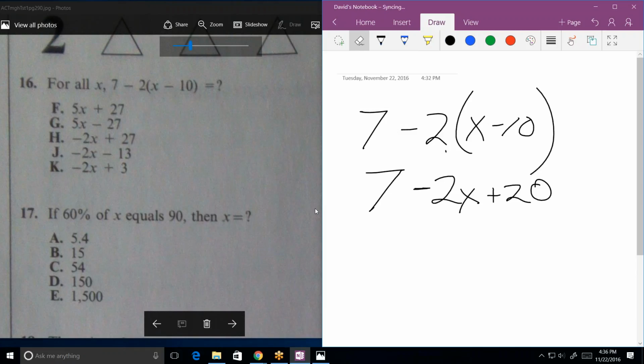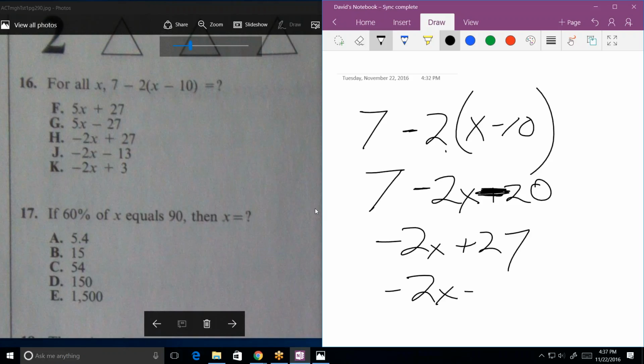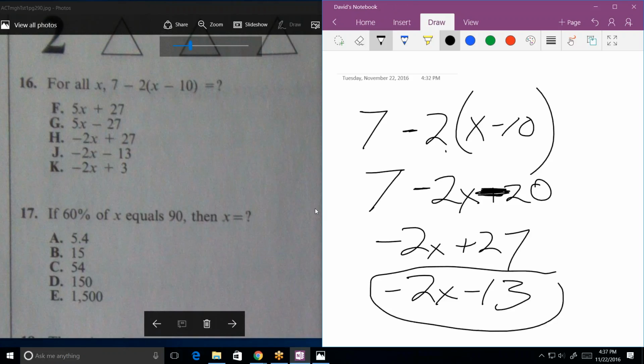The biggest mistake people make is when there's a minus sign in front of something that has to be distributed, you have to make sure that you distribute it to both terms, the minus 2x and the minus 10. Okay? And that gives you minus 2x plus 27, which is answer H. Now, did they put the trap answer on there? Yes, they did. Minus 2x minus 13 would have been what you'd have come up with had you left that sign at minus 20.